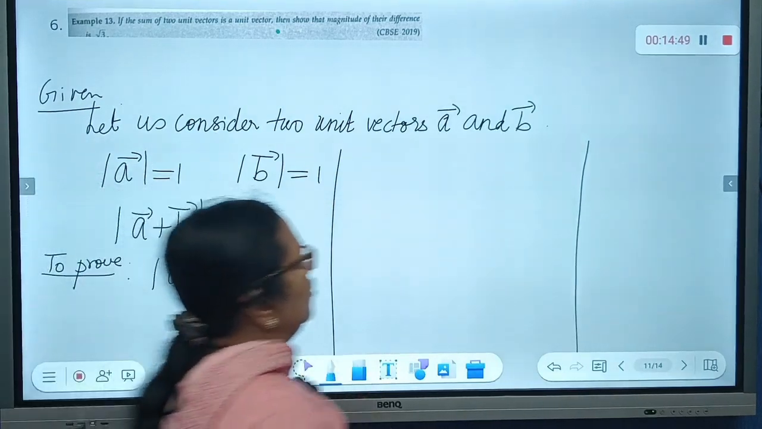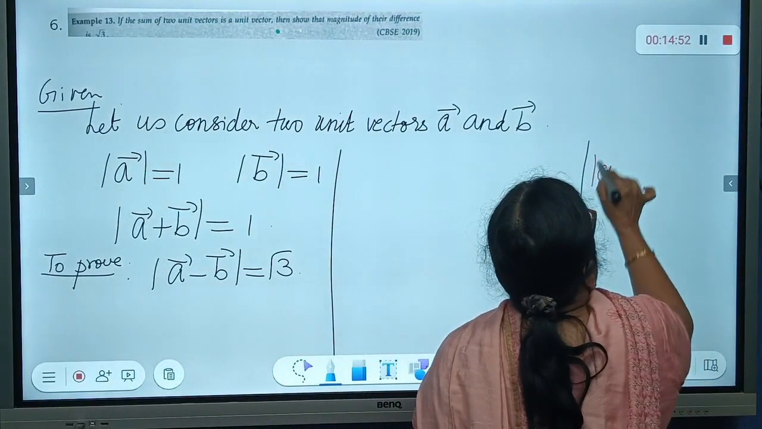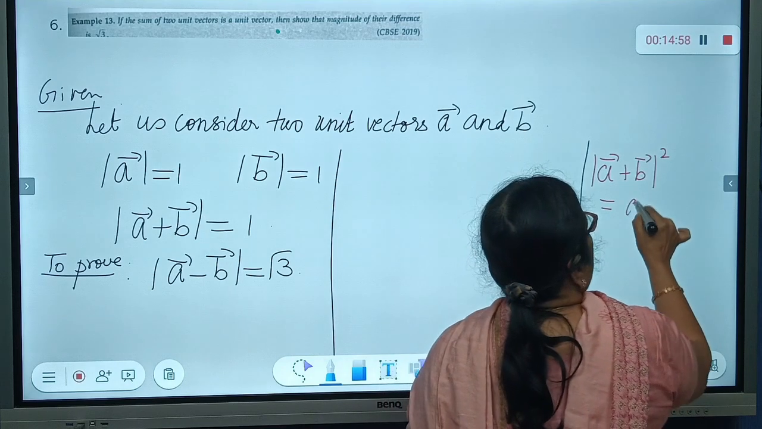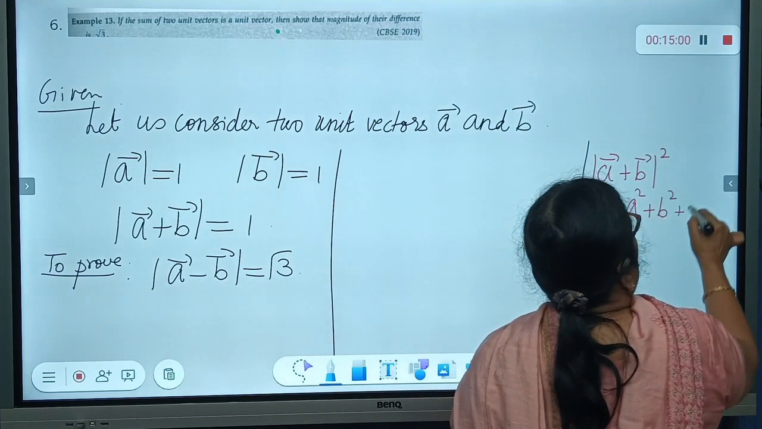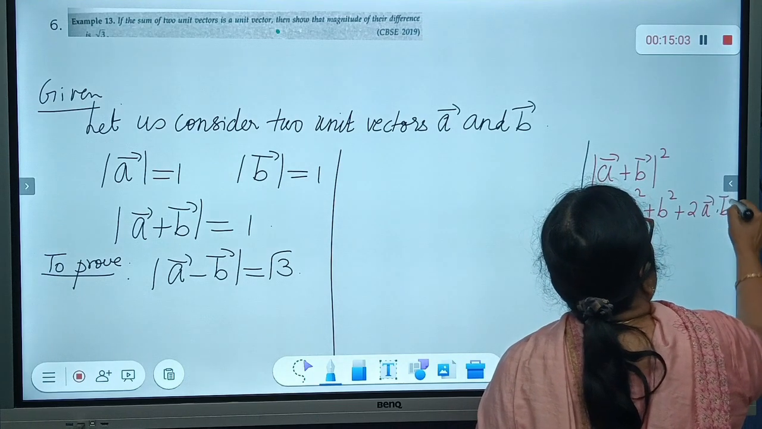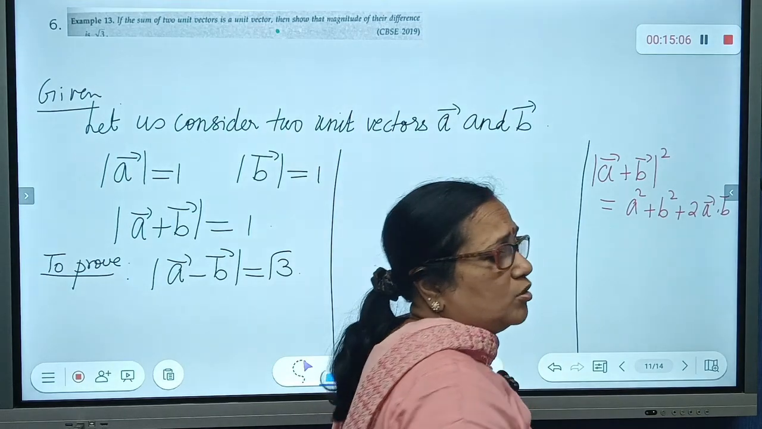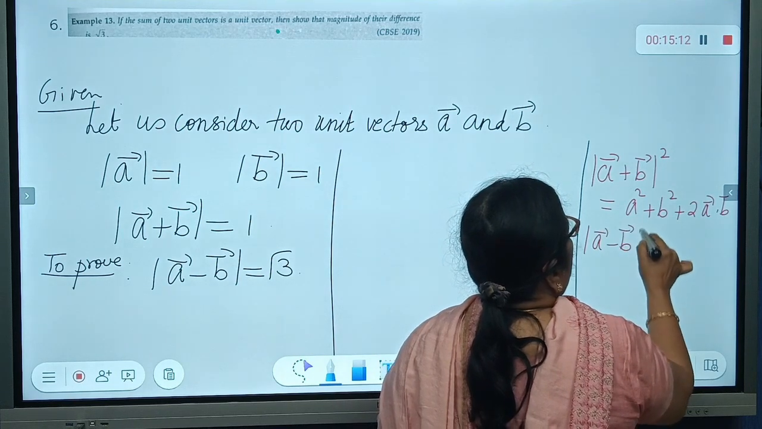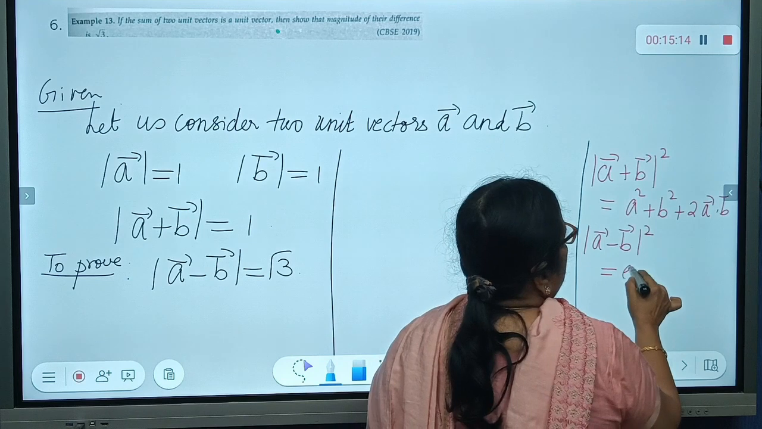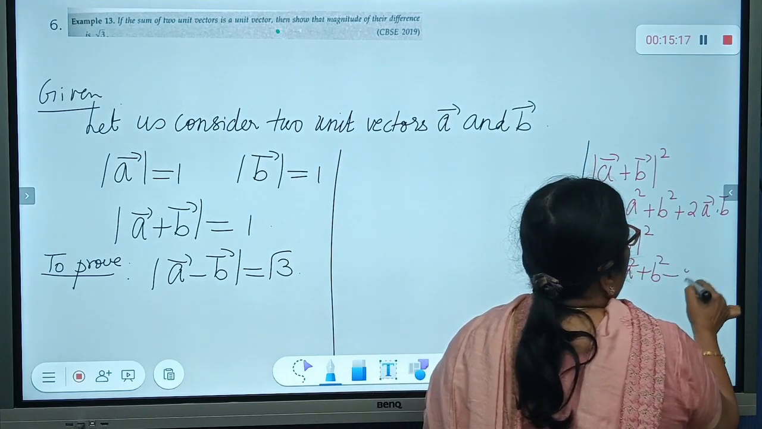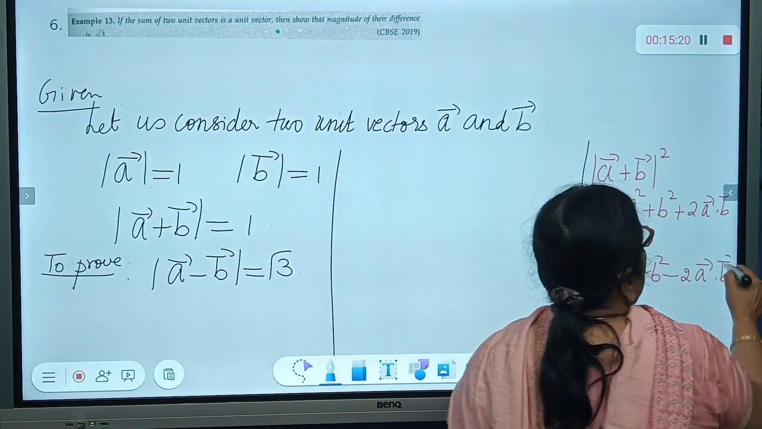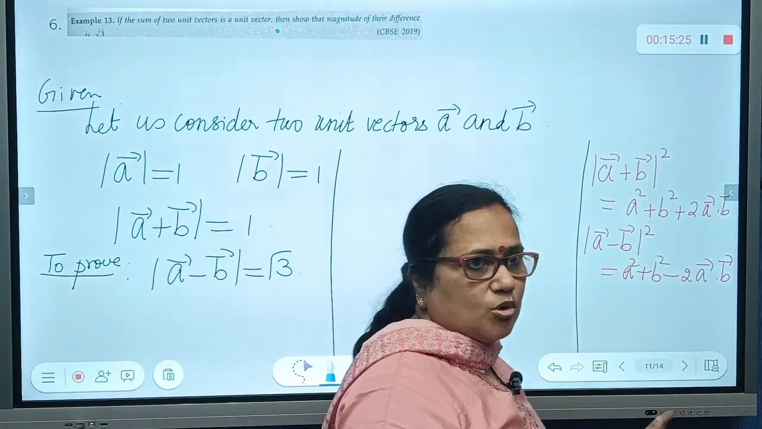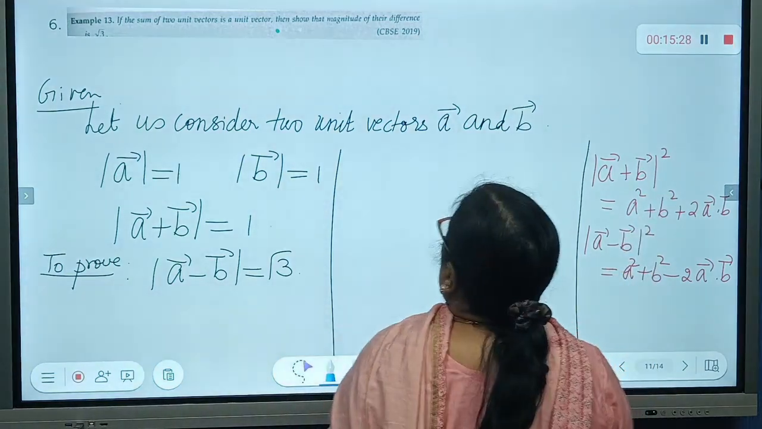Now, before we do this, we already saw modulus of a plus b the whole square is equal to a square plus b square plus 2 times a dot b, where a and b are the lengths. So I am just writing a square instead of modulus of a vector the whole square. Modulus of a minus b the whole square will be a square plus b square minus 2 a dot b. Instead of writing modulus of a, modulus of b, I am writing a and b, because they are all scalars only. Now, when I add, what will I get?